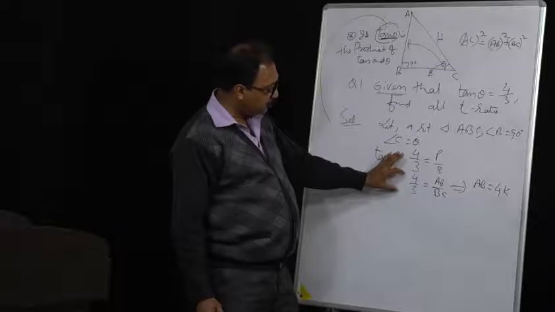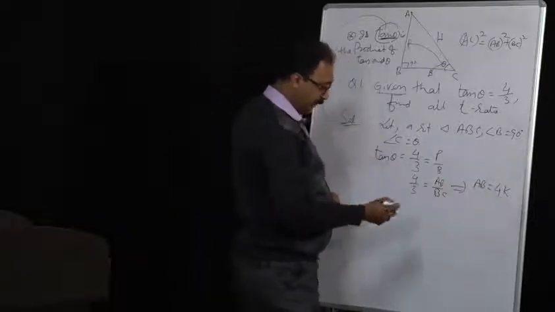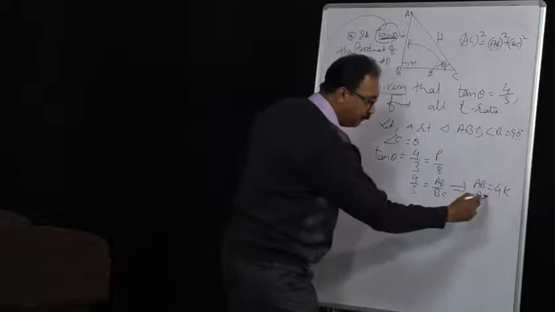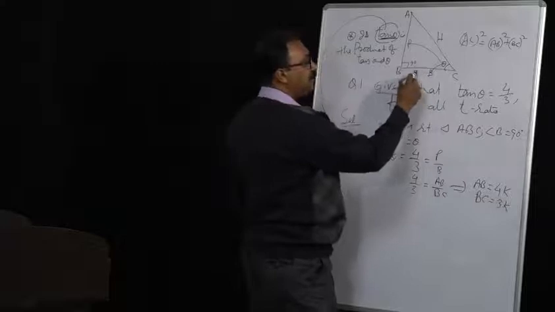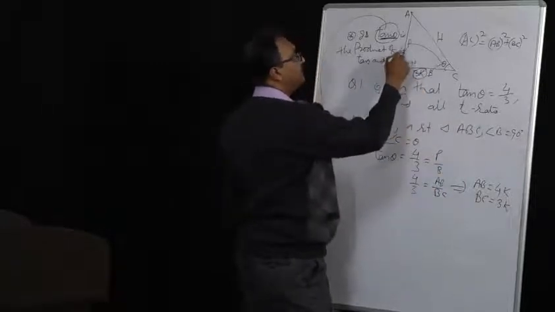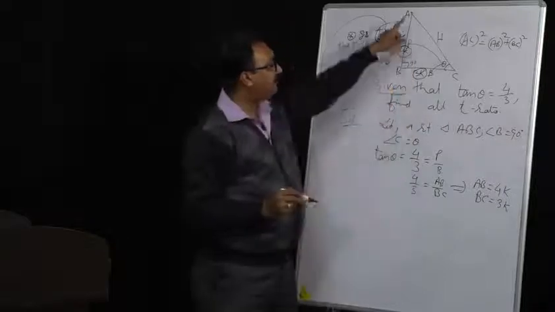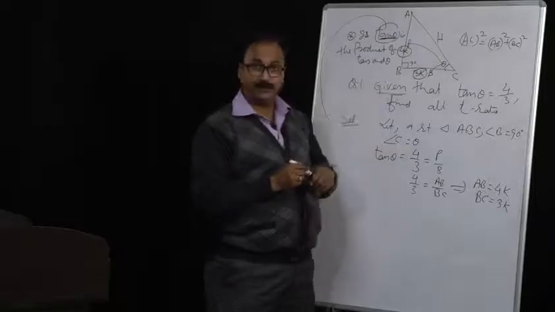So that's why, in order to get the actual value of the side, we consider a constant variable K. Likewise, BC equal to 3K. So now we come here, BC is 3K and AB is 4K. Still we don't have AC. Last time I told you how to find AC with the help of Pythagoras theorem.